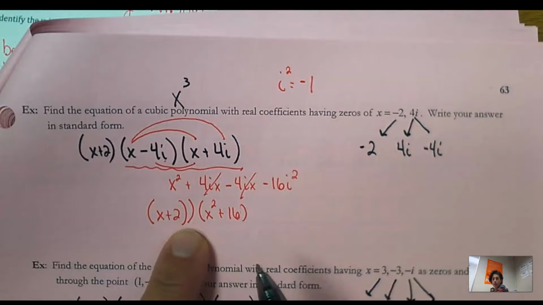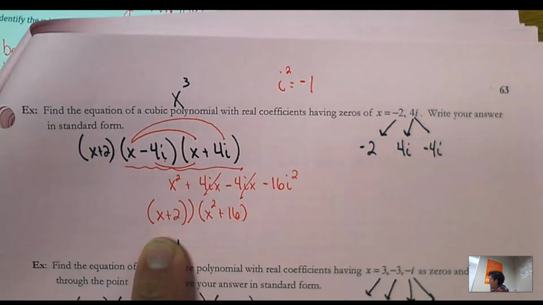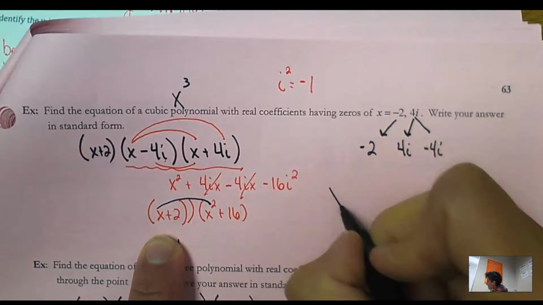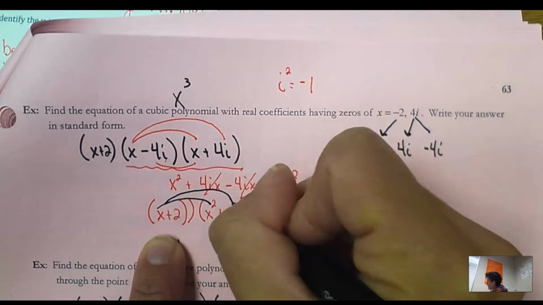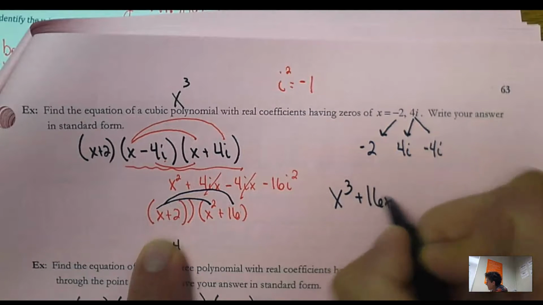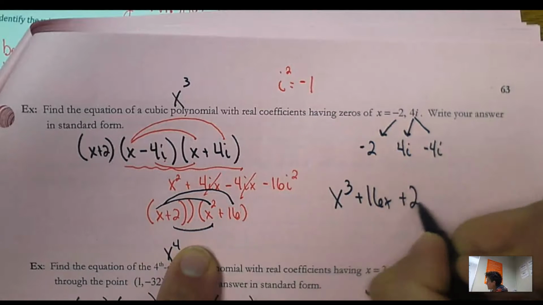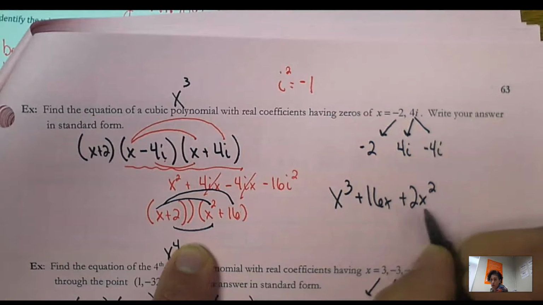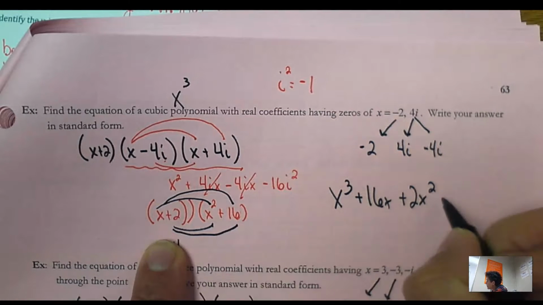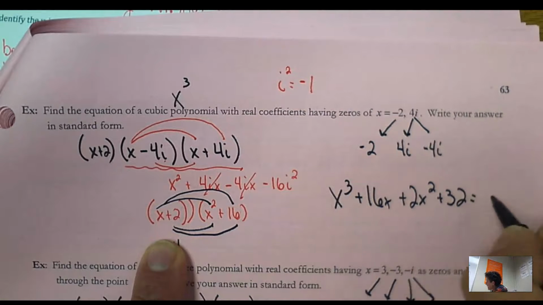Oops, I didn't need double parentheses to meet this. So starting, I'm going to get x cubed. I'm going to get a 16x. Then I'm going to get a 2x squared, which technically in standard form, those should switch places. And then when these meet, I get 32. And then I can write whatever function I want.